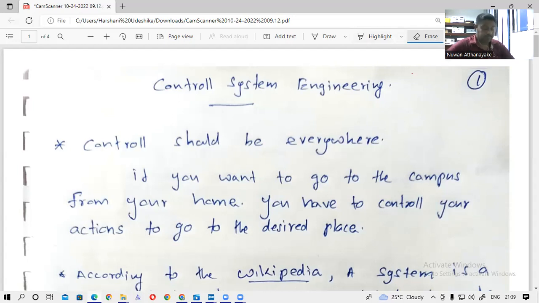I think you know the importance of this word control. For every work, we have to have control, otherwise we can't do that work. For example, if you are reading a book, you need to control many things. First, you have to control your eyes to see a specific direction. That is, you need to focus your eyes on the book.